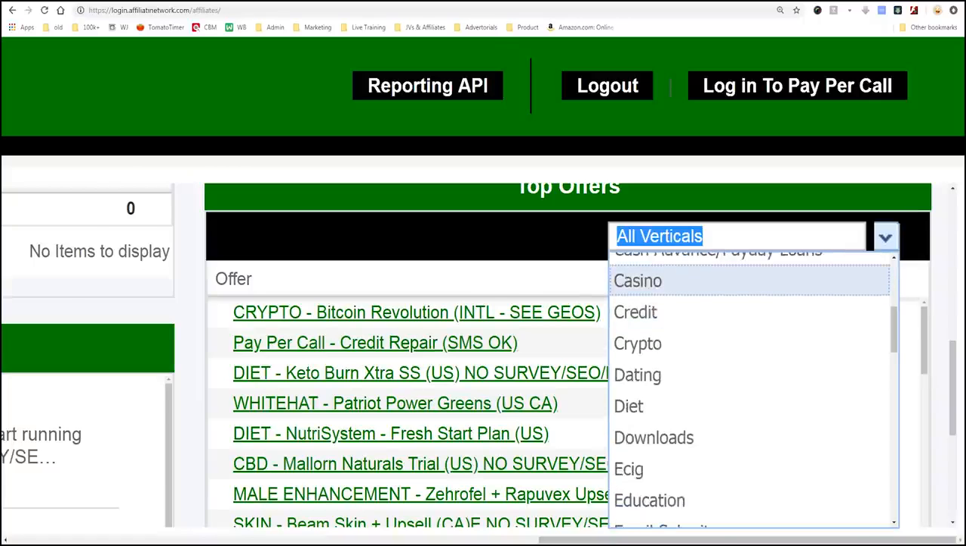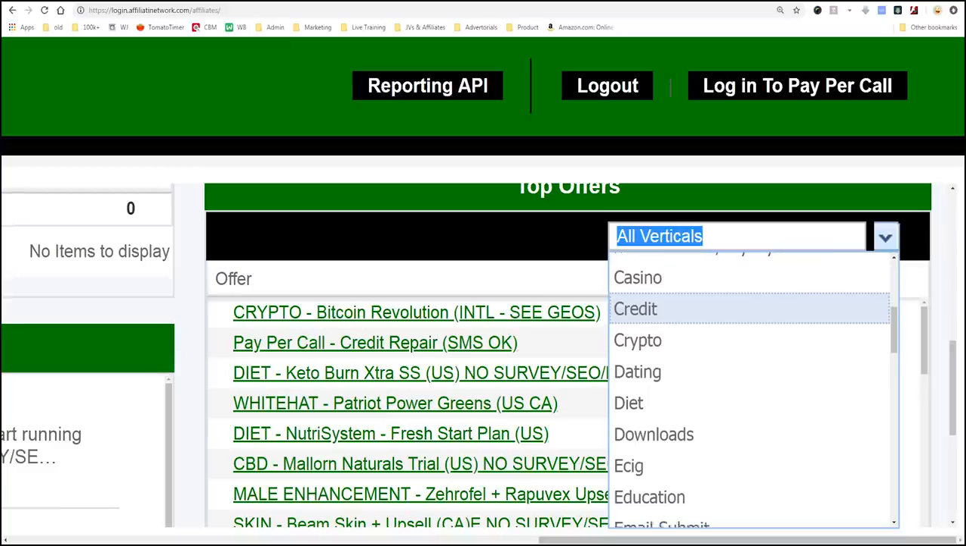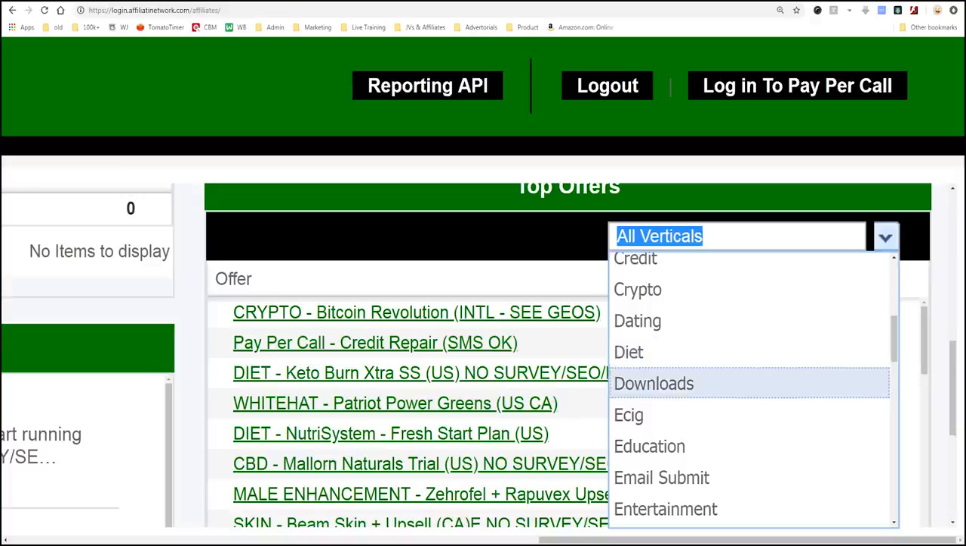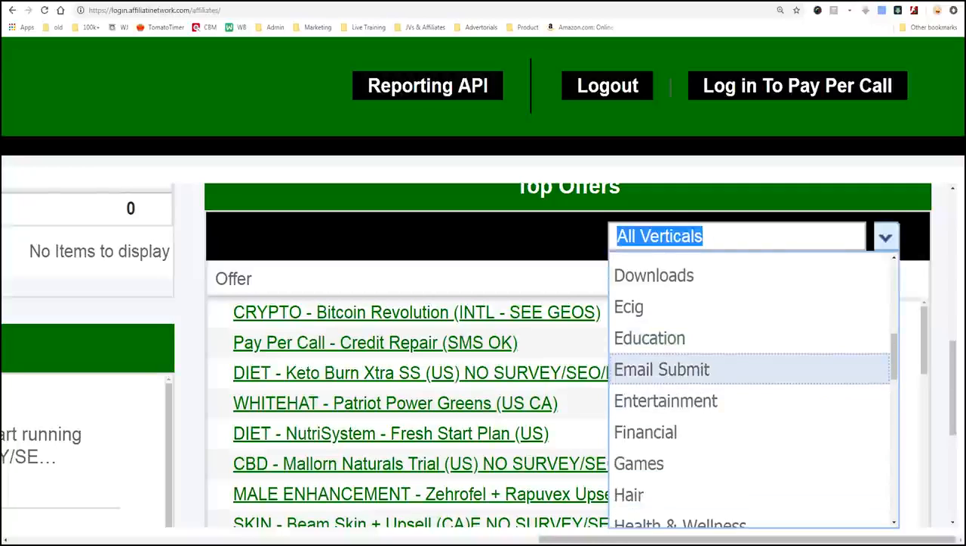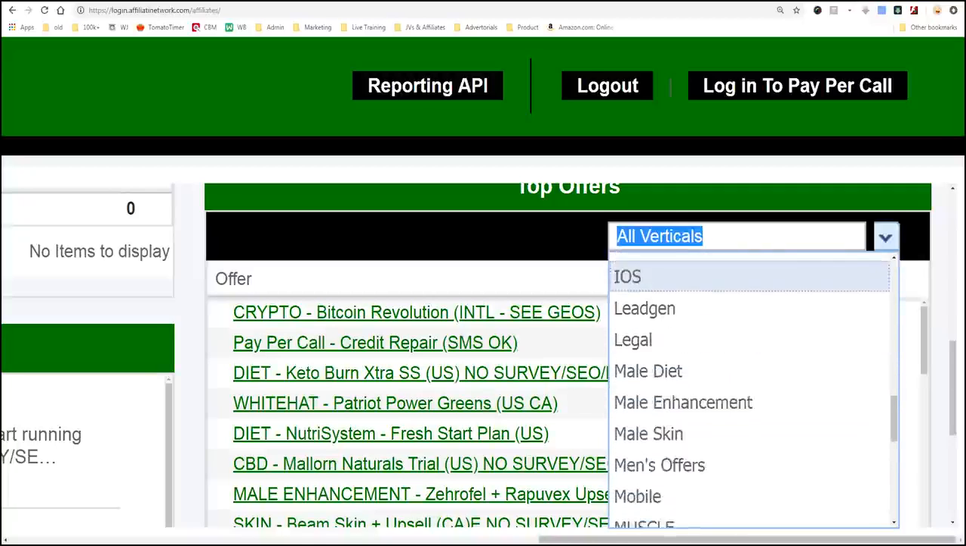Casino offers are getting people to sign up either for an online casino or to teach them how to gamble, which is a scam, if you ask me. Credit stands for credit repair. Dating is getting people to sign up for dating websites. This was very big back in the day when dating first arrived on the scene. Match.com would be considered a dating website. Diet, downloads, e-cigarette, education. You'll see there's a ton of verticals.